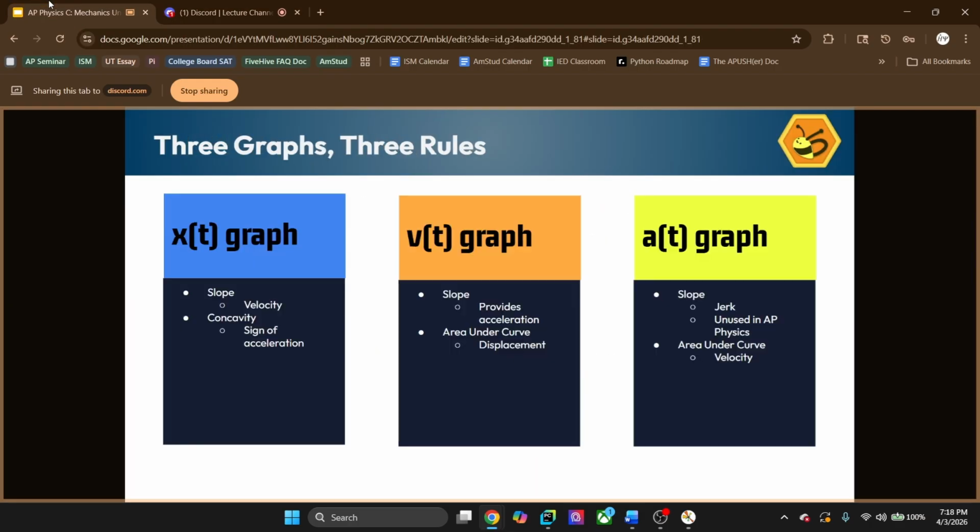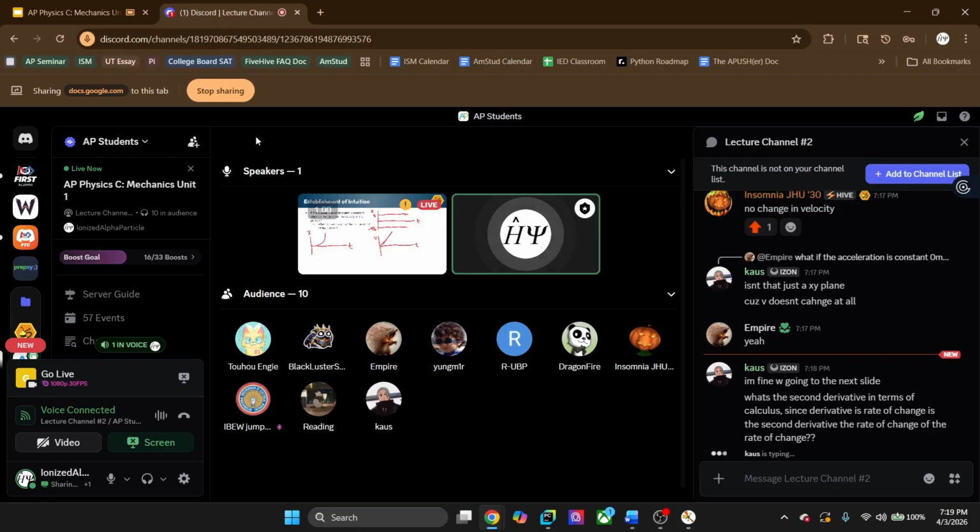Okay, so let's look at the three main rules then. There are three graphs and there are three rules essentially. With the x graph, we know the slope is velocity and the concavity is a sign of acceleration. Now the concavity is a second derivative, right? If you've taken calculus, you will know that f double prime is going to give you the sign of concavity, and therefore, since acceleration is the second derivative of position, we know that the concavity is going to tell us if the acceleration is positive or negative, and that'll tell us if velocity is increasing or decreasing. For a v of t, the slope gives us the acceleration, the area under the curve gives us delta x, and therefore displacement.